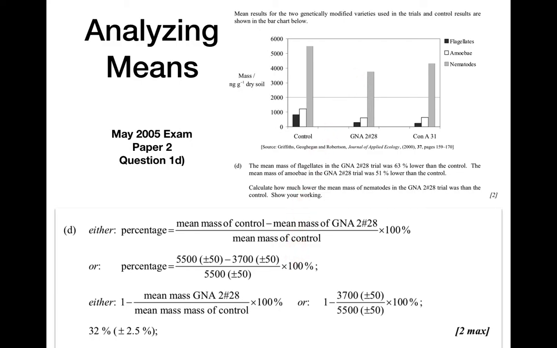Or you can also show this as 1 minus the mean mass of GNA2 over the mean mass of the control, or a calculation like this. And your final answer, second point, should be 32%, but they'll give you plus or minus 2.5%. So 34.5% is okay, or 29.5% is also okay.